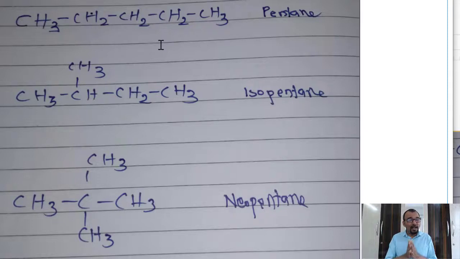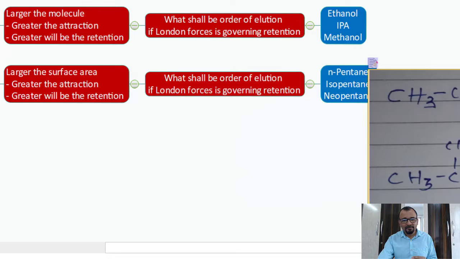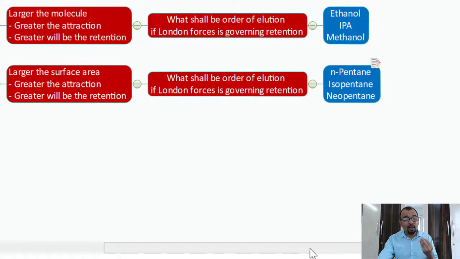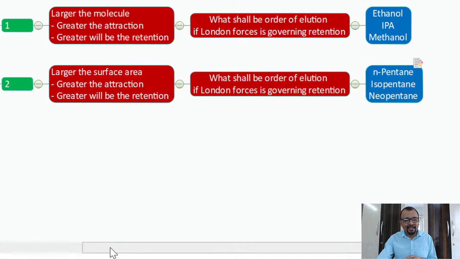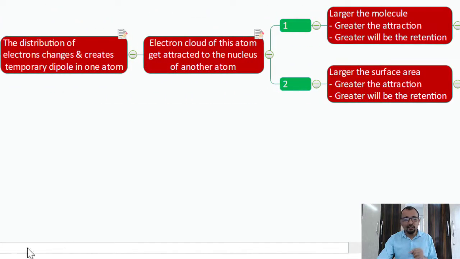Amongst these, N-pentane will have the most surface area. As it has more surface area, it will have more interaction with the stationary phase, and hence it will elute very late. Then comes the isopentane, and then the neopentane, which has the least surface area between these three molecules, and hence will have very little interaction with the stationary phase and will elute early amongst all three. Based on that, you can easily understand the order of elution, and whether the stationary phase you have selected will be suitable for your analysis or not. This is how London dispersion forces impact the retention of your compound.